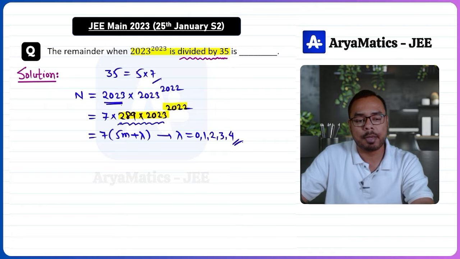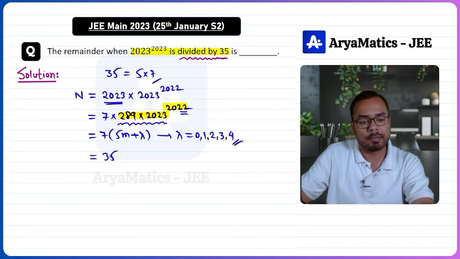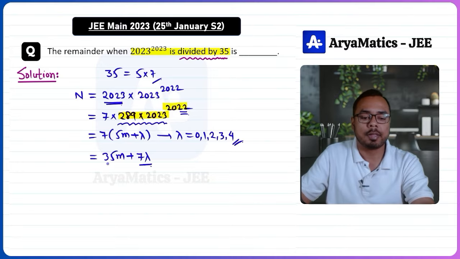So our aim will be to write this number 289 into 2023 raised to 2022 in that form. And because we already have one 7 outside, in the next step you can see that this will become 7 into 5m, that is 35m, plus 7 lambda. And 35m is obviously a multiple of 35. So from here we can get the remainder.